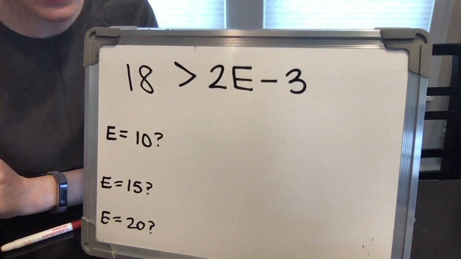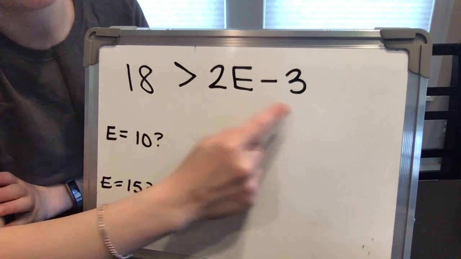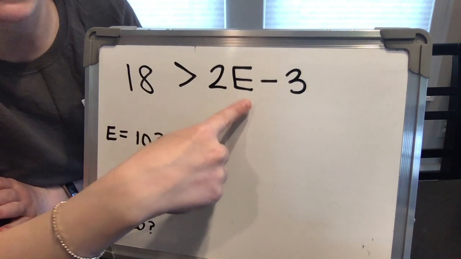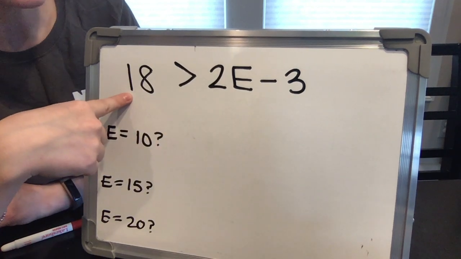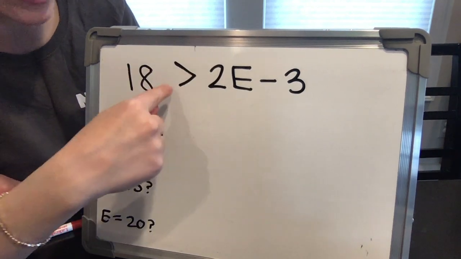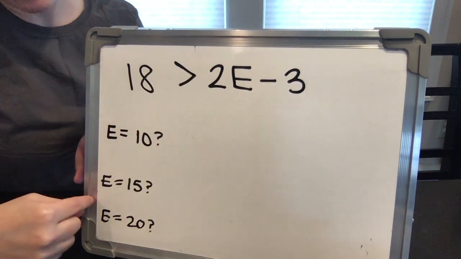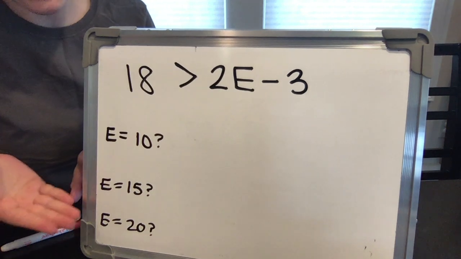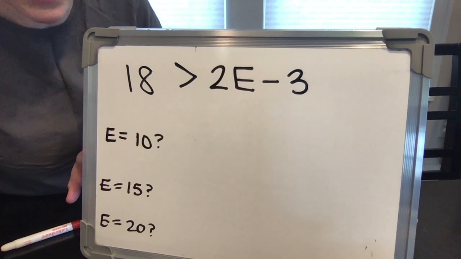This next practice inequality that we're going to do has a couple things going for it. We have an expression on this side where we've got some mathematical concepts happening. We have 2 times e minus 3. And then over here, we have 18. So we want 18 to be bigger than 2 times e minus 3. And what we have right now are 3 options of what e might be. And we want to figure out if any of these options work. We might find one that works, we might find 2, all 3, or maybe none of them.